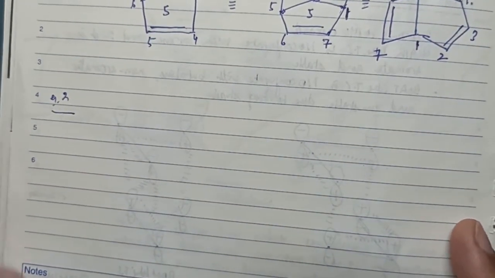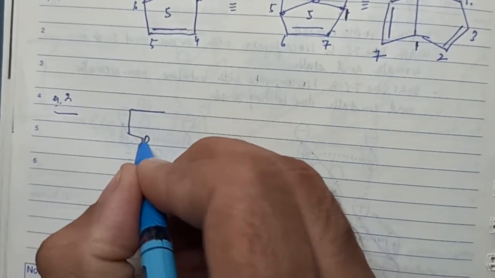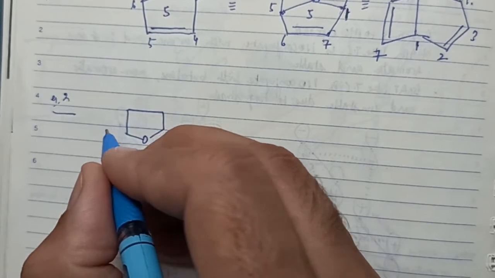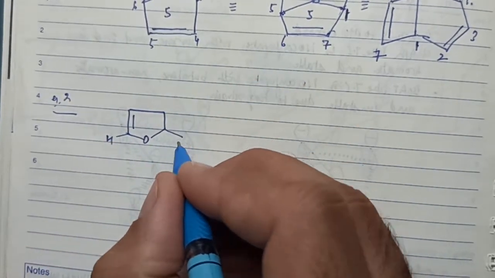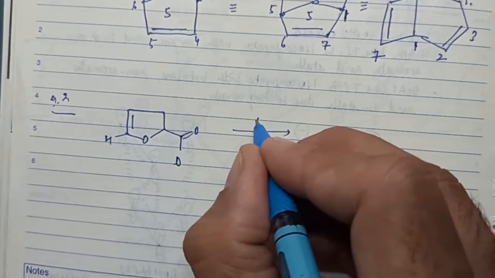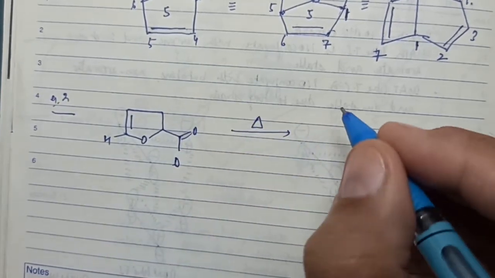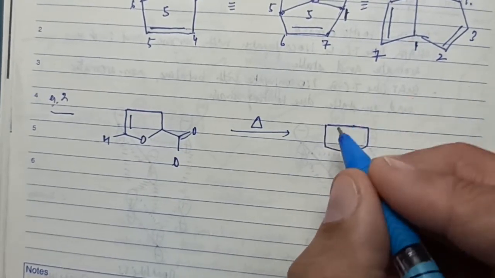Let's take a second example here. We have to explain the mechanism leading to the transformation of this product, starting from the reactant which I am drawing here. Of course, this reaction is undergoing the thermal method. The mechanism followed is a concerted mechanism.